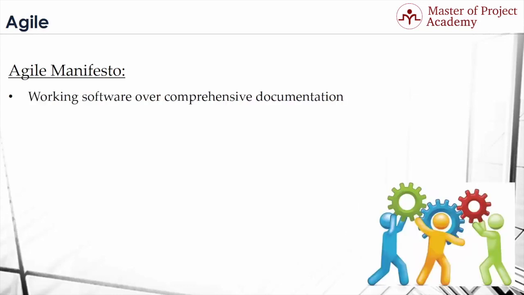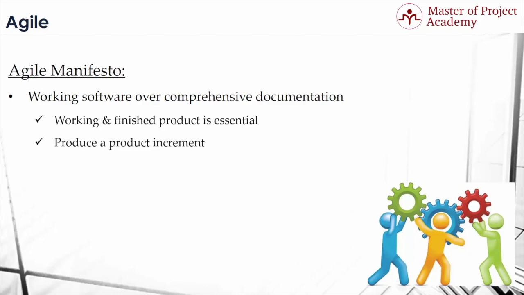Second value, working software over comprehensive documentation. Scrum requires a working, finished product increment as the primary result of every sprint. Whatever activities take place during the sprint, the focus is on the creation of the product increment. A Scrum team's goal is to produce a product increment every sprint.